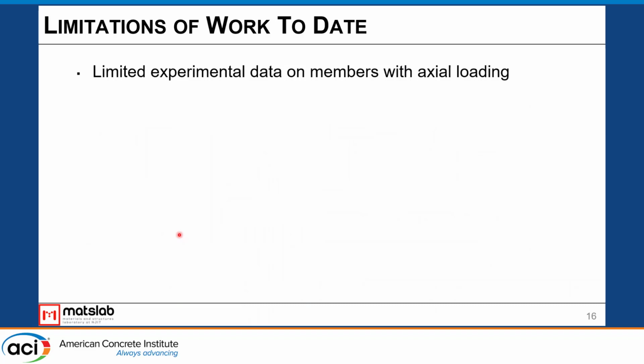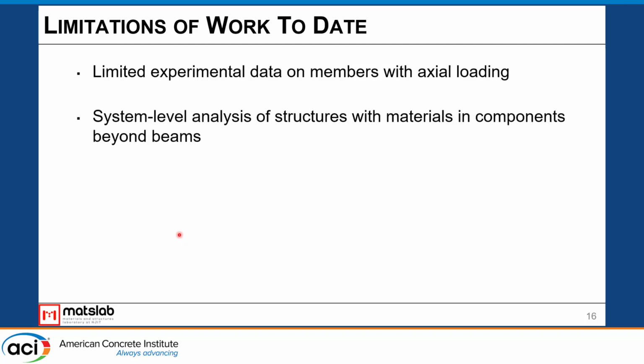So some of the limitations of the work to date: we've just got limited experimental data on members with axial load, and that's why that first frame didn't have them in the columns, it just had it in the beam regions. Other limitations: the system level analysis of structures with materials and components beyond beams, so in like those shear link beams, those sorts of things.